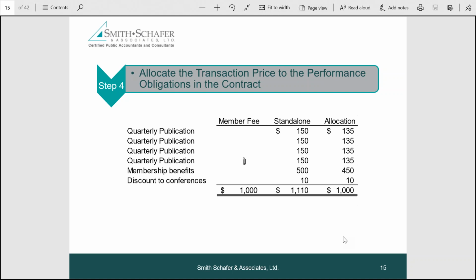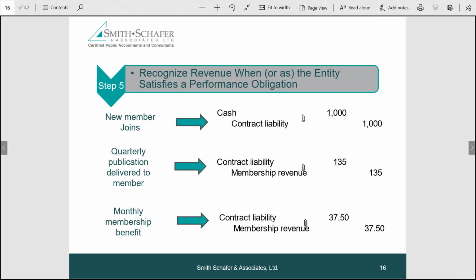So now that we've allocated everything, we have to actually make some entries. We have a series of entries here. First off, a new member joins. Well, we get the $1,000 in cash. We don't actually have any revenue. All that $1,000 goes to a contract liability. That's the new terminology. Contract liability would replace something like deferred revenue that you might currently have on your statement of financial position.